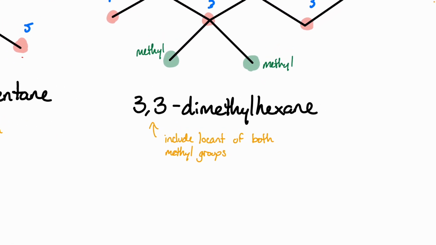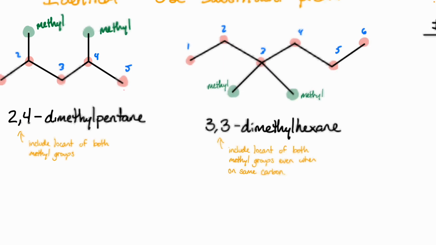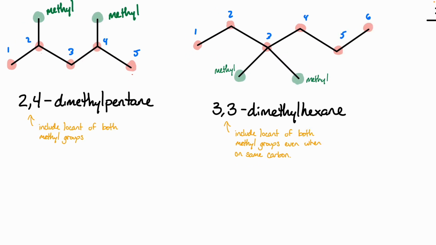All right, so we're going to do this example specifically to make a note. Include the location of both methyl groups even when they're on the same carbon, because 3,3-dimethylhexane is a different molecule than 3,4-dimethylhexane, et cetera, right? We got to uniquely point to one structure with our name.